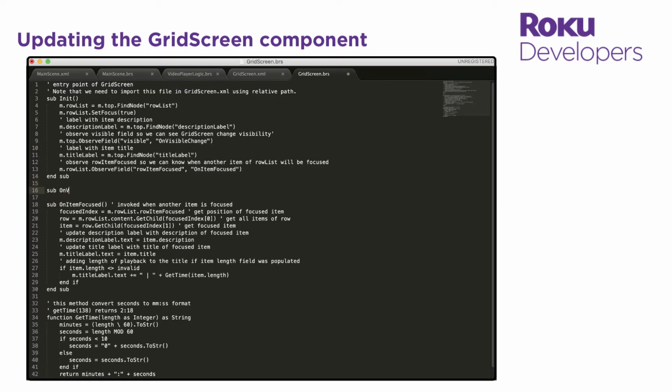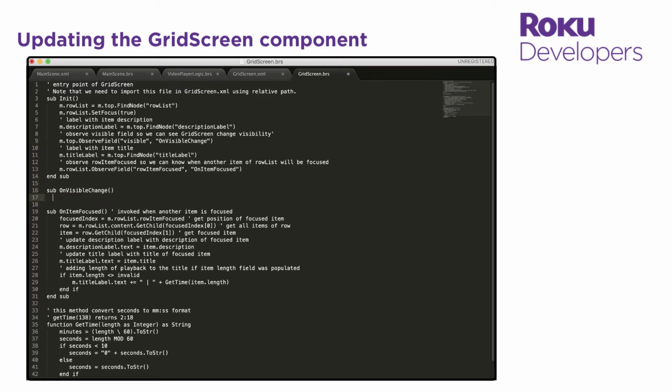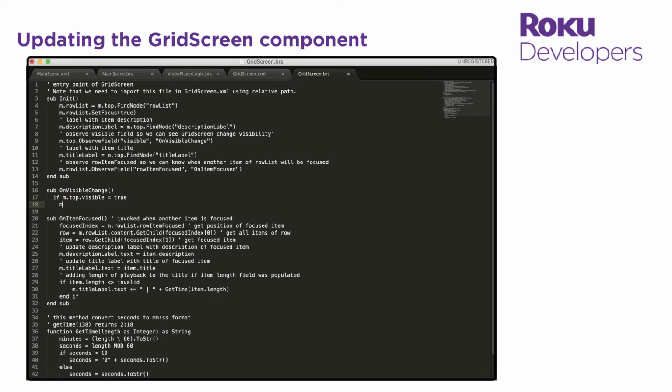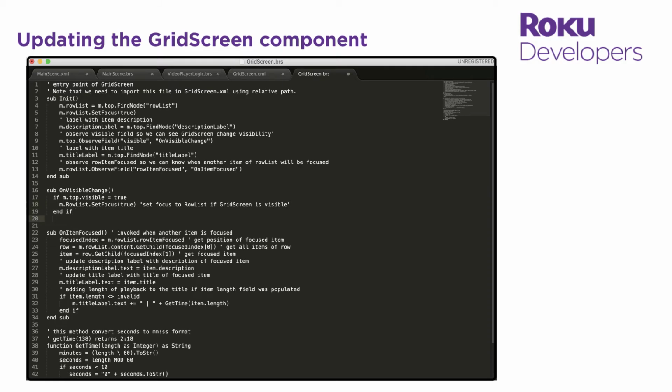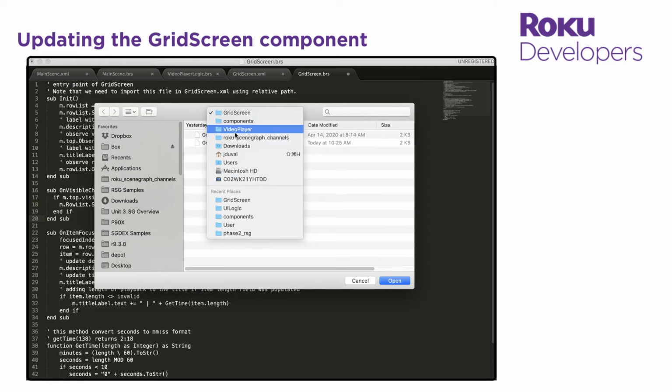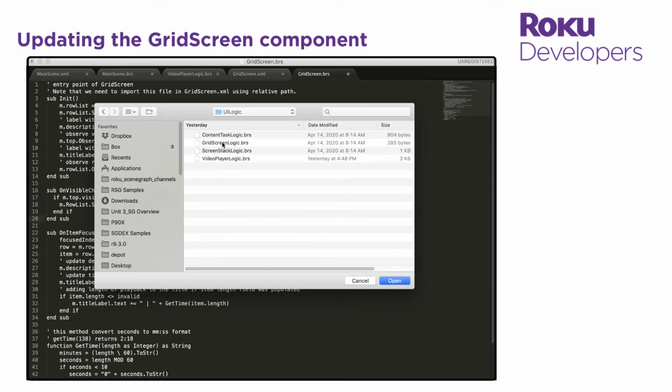In the onVisibleChange method, let's check if the grid screen has visibility using the m.top attribute. If it has visibility, set the focus to the row list using the setFocus method. Save the file, and then open the grid screen logic BrightScript file in the UI logic folder.